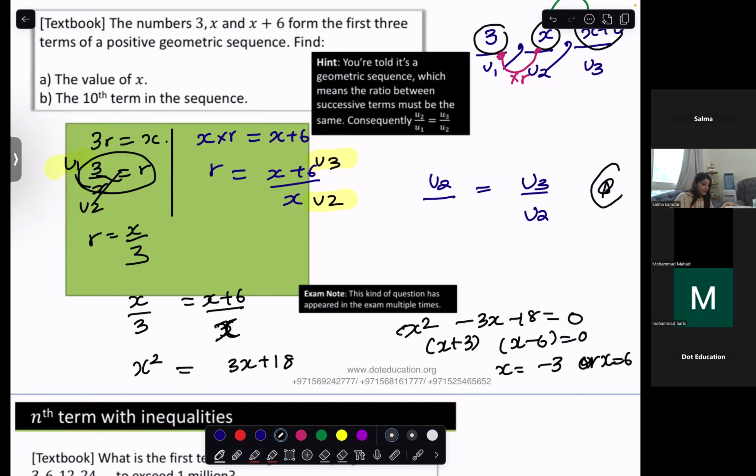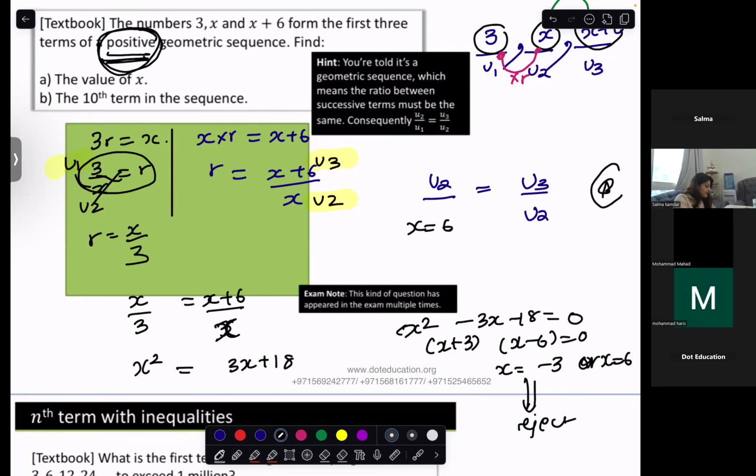And we reject the negative value. Why do I reject the negative value? Because it is a positive geometric sequence. You need to read it. It can be a negative, there's no issue, but my question says it's a positive geometric sequence. So I reject the negative value. So my x is equal to 6.